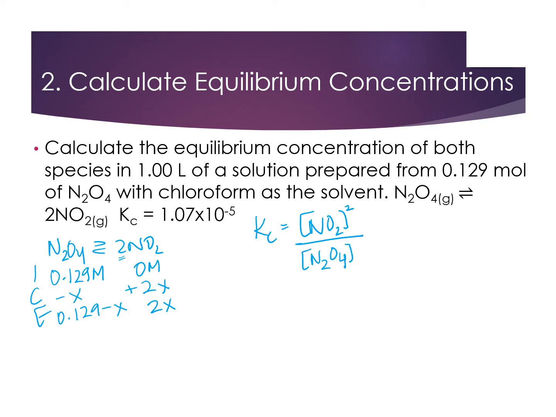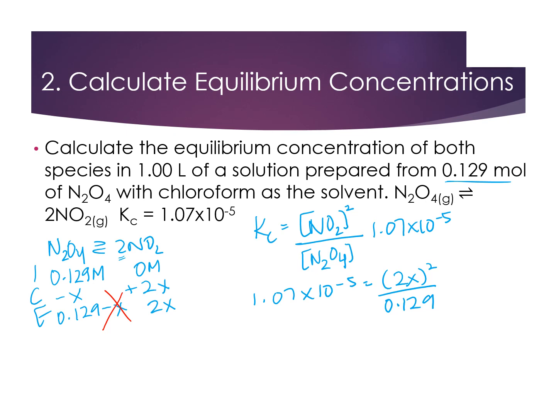N2O4. I know that K is 1.07 times 10 to the negative 5. Notice here, 1.07 times 10 to the negative 5. That is an extremely small number. That is way, way smaller than my initial concentration. So what that means is this is the X that I can ignore.